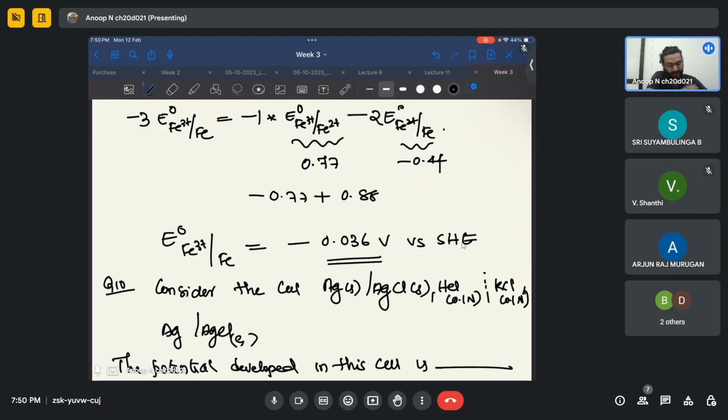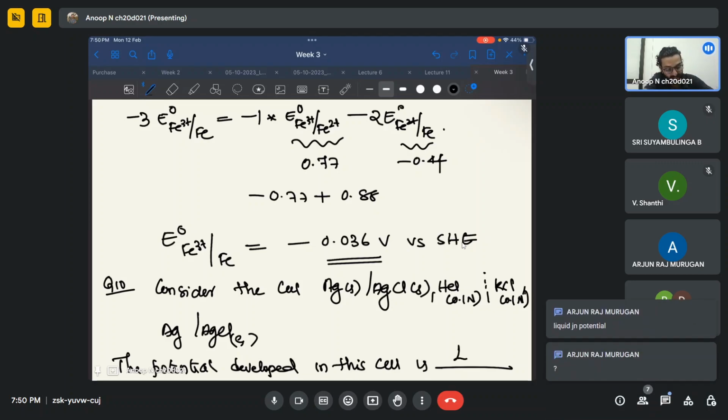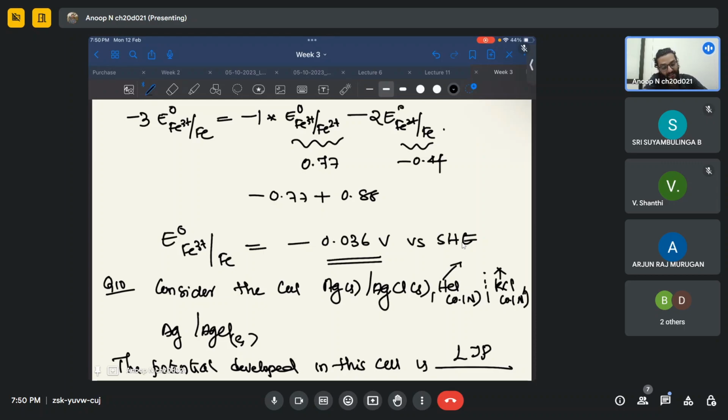Arjun, can you repeat what was the answer you told? What will your potential develop? Liquid junction potential. Yes, LJP. Why? You see, everything is same here. Even concentration is same. But here it is HCl, here it is KCl. So as we already seen, hydrogen has much higher ionic mobility compared to potassium. I think it's 76 or something, 76 or 74. So the potential here will be the liquid junction potential.